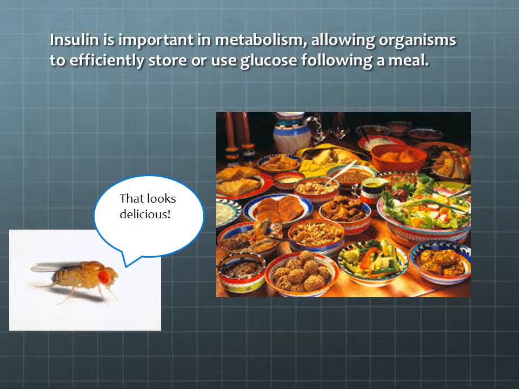Insulin is absolutely critical in metabolism, which is how humans get their energy through a sugar molecule called glucose, which is derived from our diets.